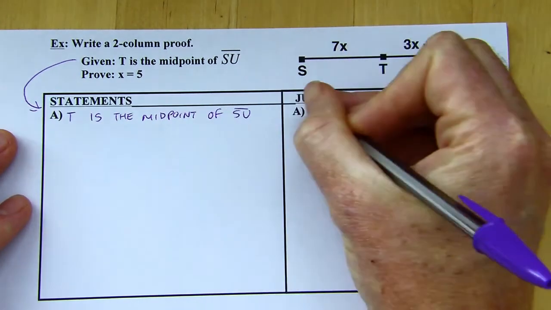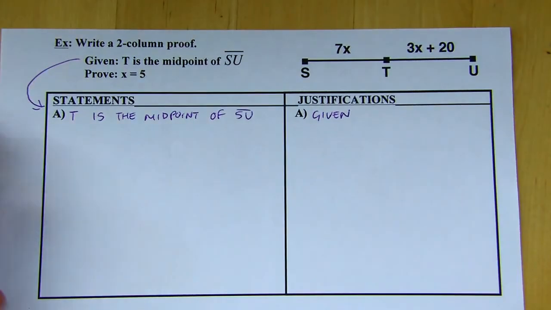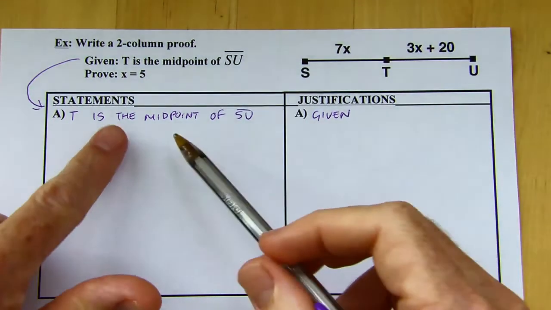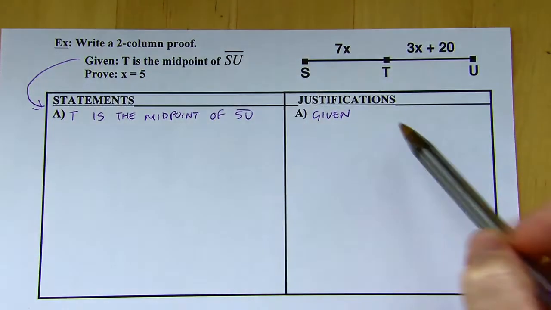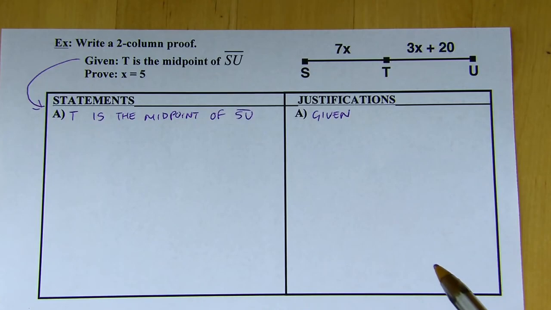Okay, and that is my given info. So I haven't done any thinking. So even if you're totally confused about how the proof works, you can always get in the first step. It's just the given info, and write given. All right, and that'll get you somewhere.